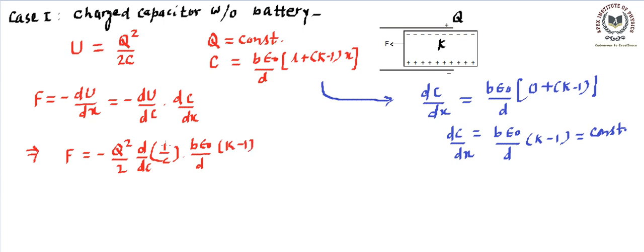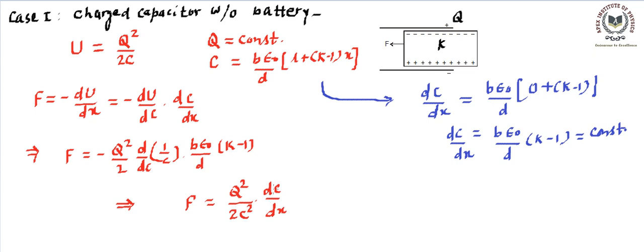Now this 1 upon c, when we differentiate, will become minus 1 upon c square, and that minus with this minus will become plus. So I'm writing directly the force on this dielectric slab: F is equal to Q square divided by 2C square into this number. This number can also be written as dc by dx.